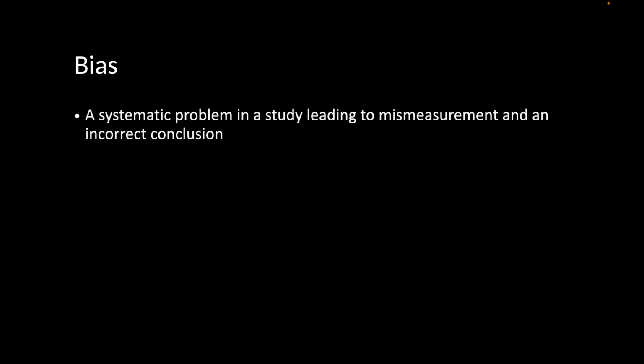All right, those are our study designs that I want to talk about. Let's talk about bias. So bias is a systematic problem in a study that leads to mismeasurement and an incorrect conclusion. So things to remember, it's systematic, it's built into the way the study is structured, and it leads to an inaccurate assessment and wrong conclusion. And there are two main types. There's selection bias and measurement bias, and we're going to go through them each in some detail.